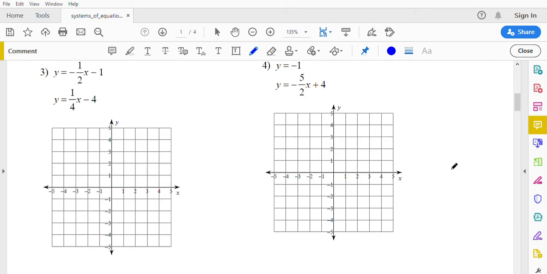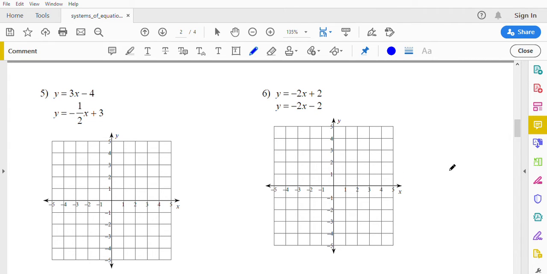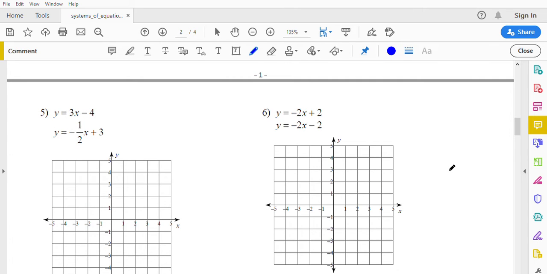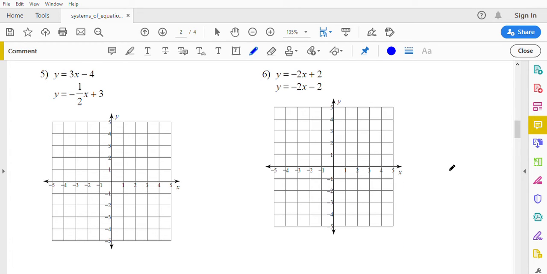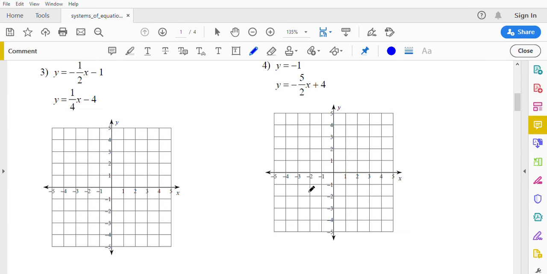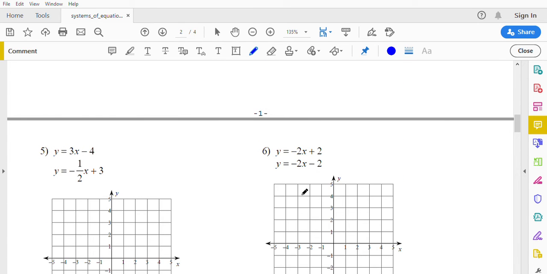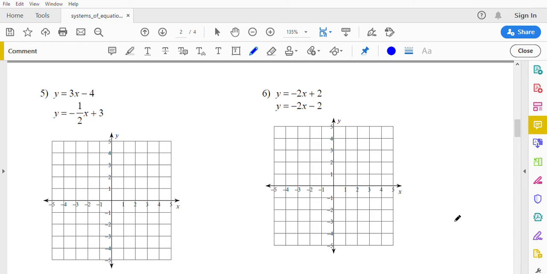I'm going to choose, should I do the next one? I'm going to skip down to number 5. Okay, I want to do number 5, and I think we're going to go number 4 and then number 6.